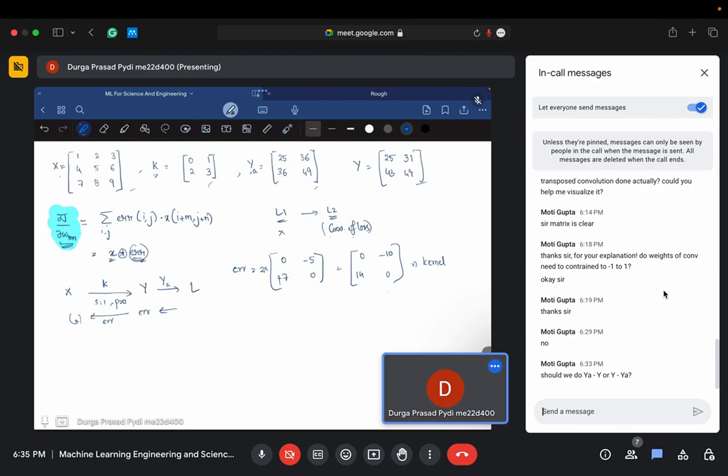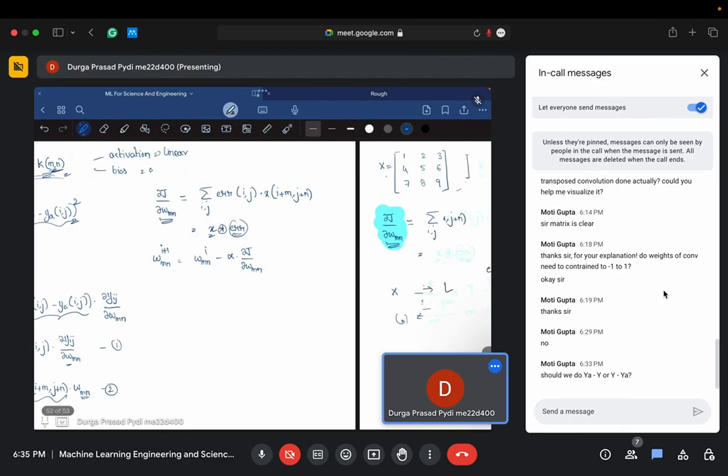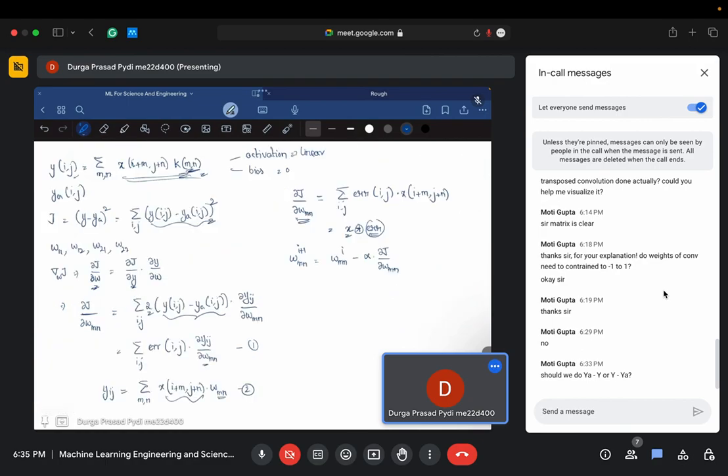Should we do ya minus y or y minus ya? So what is the expression I got here? I got y minus ya, right? How should it matter? This is my objective function. When I do my derivative, this is what I would be getting, right? If you are using the other way around, then you would have a minus sign here, and when you do this derivative, you will have another minus, and both of them can cancel out, right?